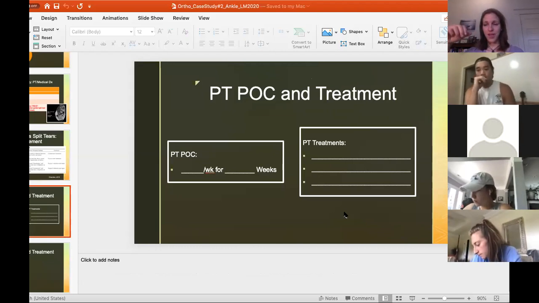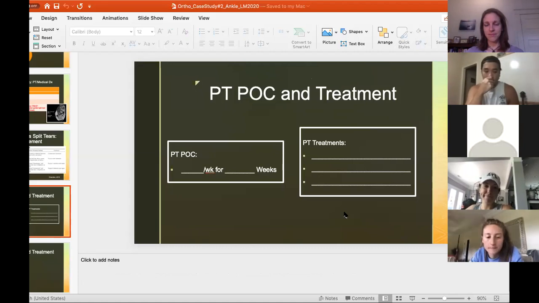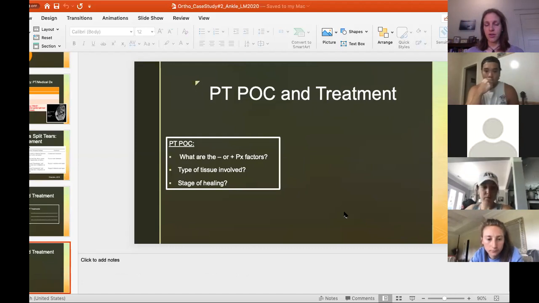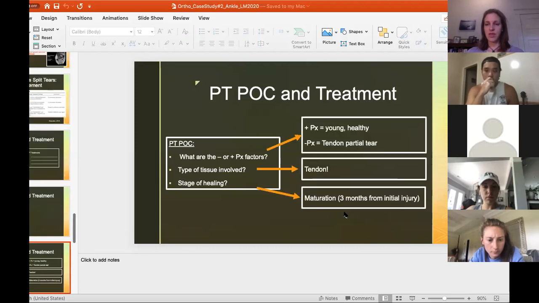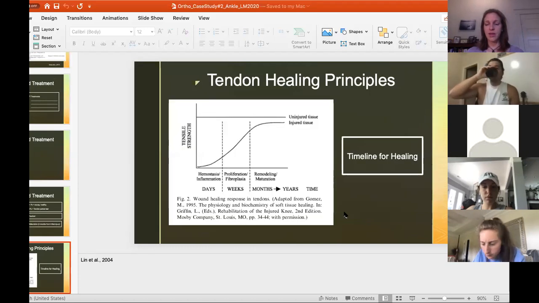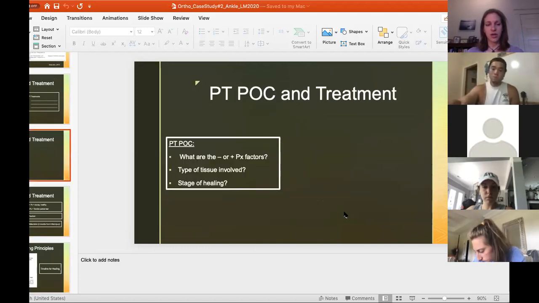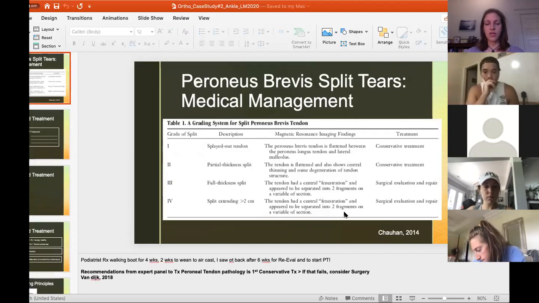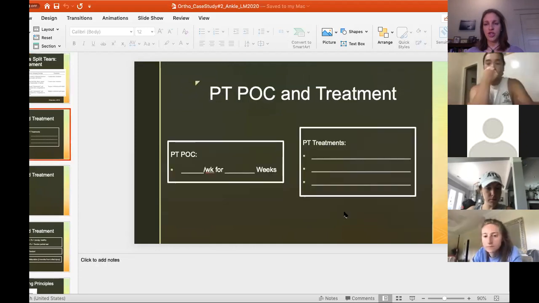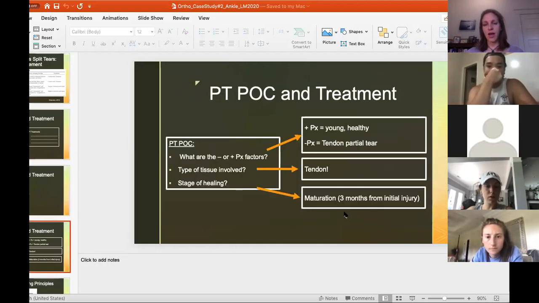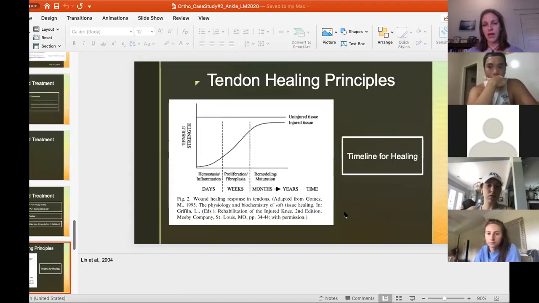He sent her back to PT, so I got to see her and reevaluate her. My PT plan of care when she came back and my treatments looked like this. So for the plan of care, I was thinking about prognosis and how long I want to extend this. Type of tissue involved, we think it's tendon. Stage of healing is longer out, so it's maturation. Under the notes section, it basically describes what happened, but she was in a walking boot for 4 weeks and then in an air cast. Then I saw her back about 6 weeks later, and that set up our treatment.